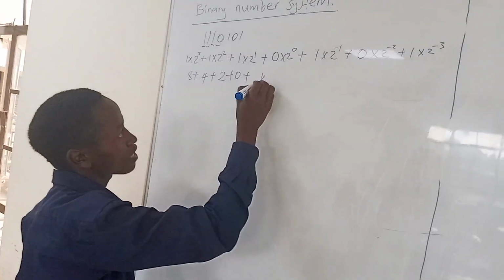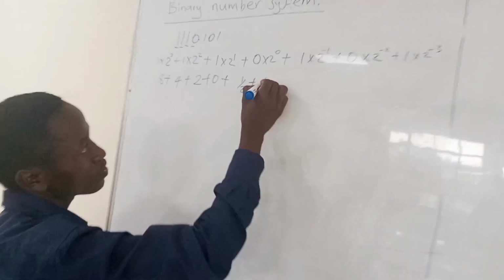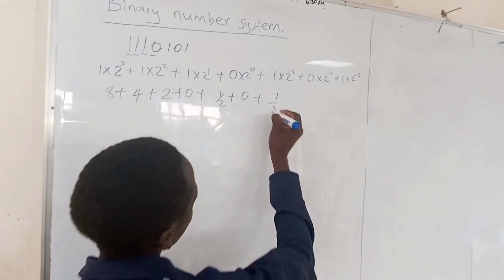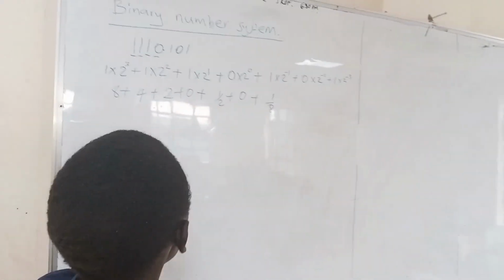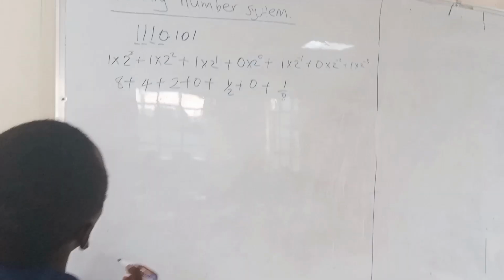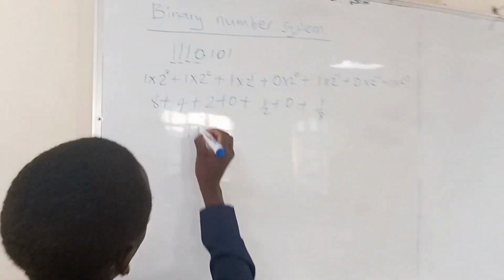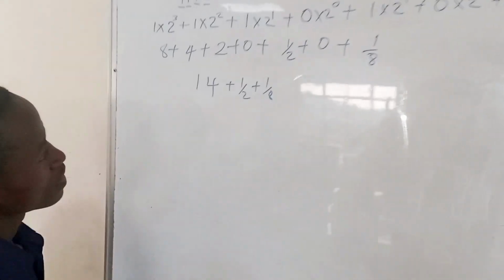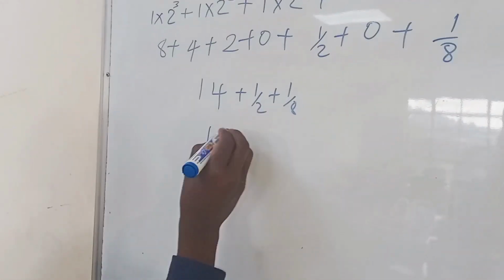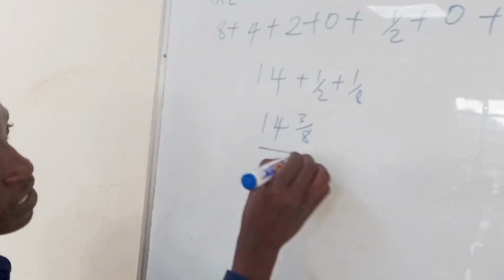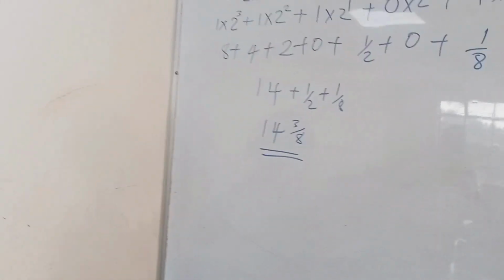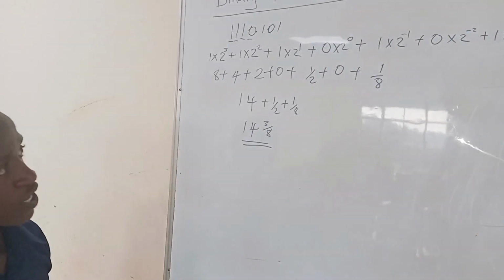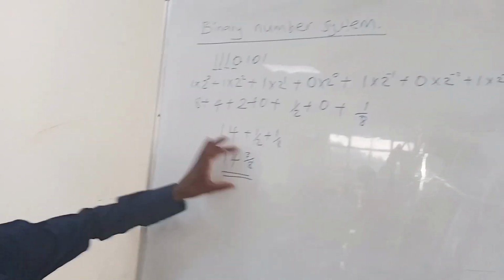You are getting it is half. Then you add it to 0 and you add it to 2 power negative 3. You are getting it is 1 over 8. So once again, upon addition of all this, remember 8 plus 4, you are getting 12, that is 14. You are getting 14 plus a half plus an eighth, and this one will give us 14 and 3 over 8. This will be our decimal number. I don't know whether you are given it as a decimal point or as an improper fraction or as a mixed fraction. So once again, this will be our answer.